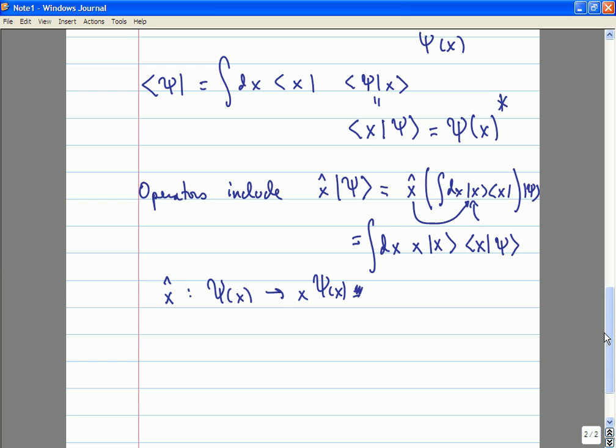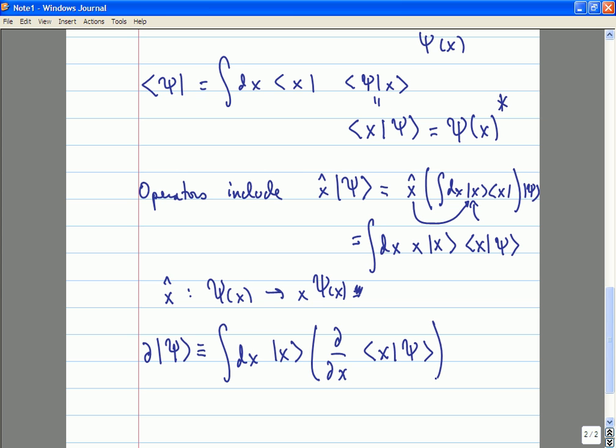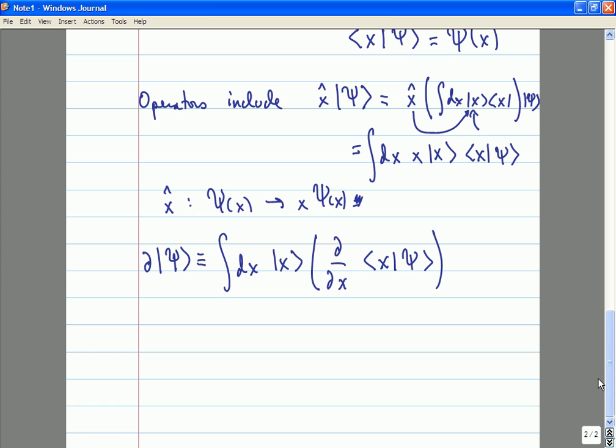Okay, so what other operators could you imagine? Well, we have a function of x. One thing you could imagine doing is differentiating that function. So we could define the derivative operator, which is just defined as the integral dx of the x derivative of the wave function. So at this point, this is just some definition that you could give for an operator acting on this Hilbert space. And you could then ask questions.